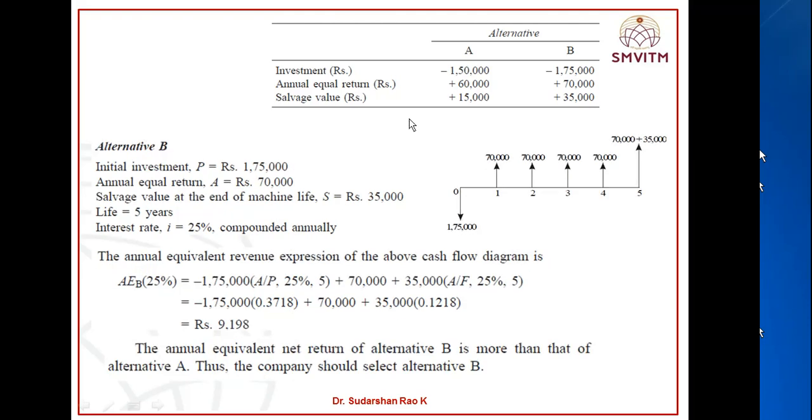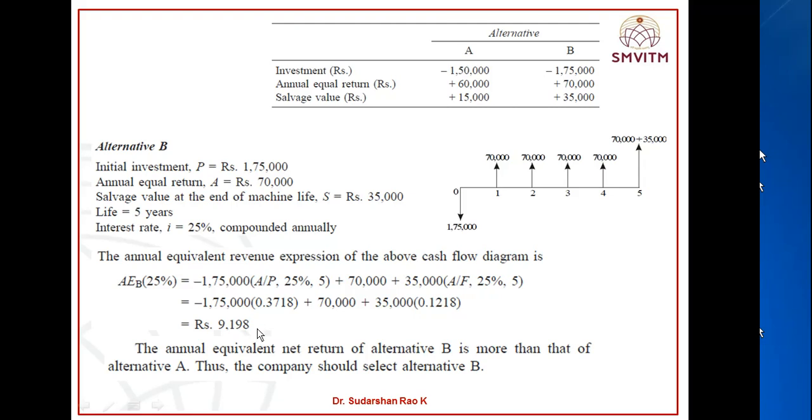The second alternative B has an initial investment of 1,75,000, a return of 70,000 every year and a salvage value of 35,000. Therefore the present and the future should be converted to the annuity. Minus 1,75,000 A by P, 25%, 5, plus 70,000 annual revenue, and the salvage value also returns a benefit, so the future 35,000 should be converted to the annuity. So it is 9,198. Therefore alternative B has the highest benefit.